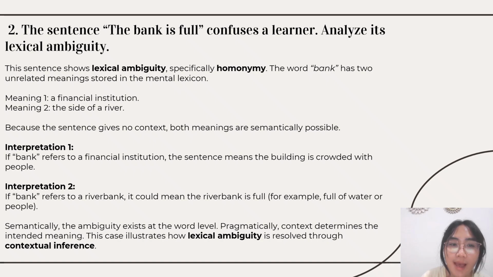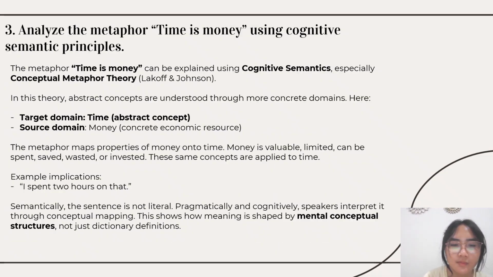Interpretation 1: if "bank" refers to a financial institution, the sentence means the building is crowded with people. Interpretation 2: if "bank" refers to a river bank, it could mean the river bank is full, for example, full of water or of people. Semantically, the ambiguity exists at the word level. Pragmatically, context determines the intended meaning. This case illustrates how lexical ambiguity is resolved through contextual inference.